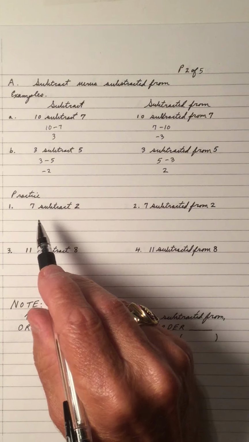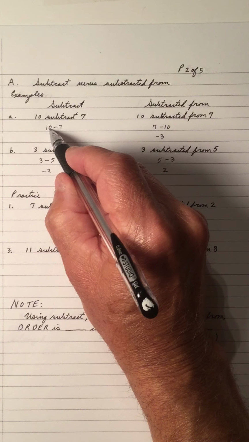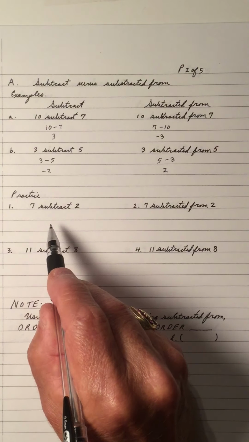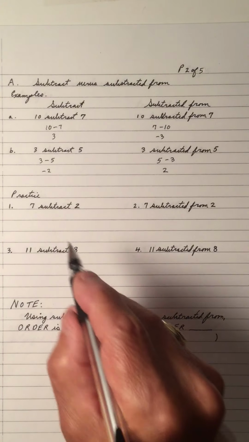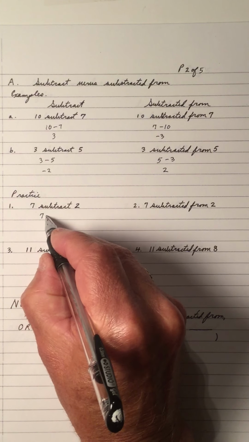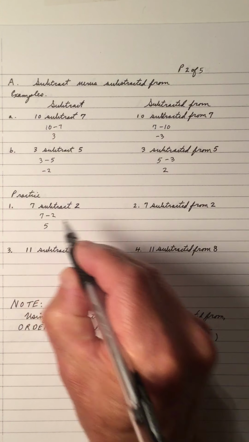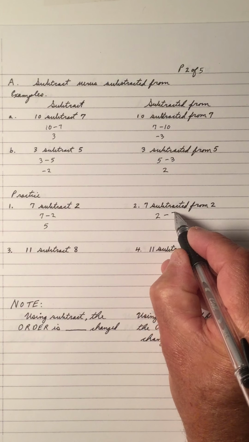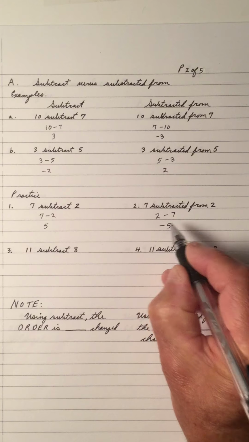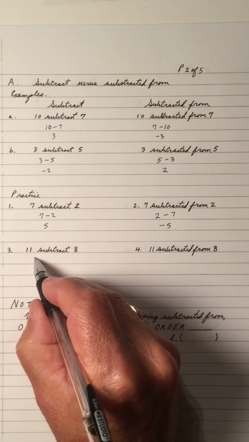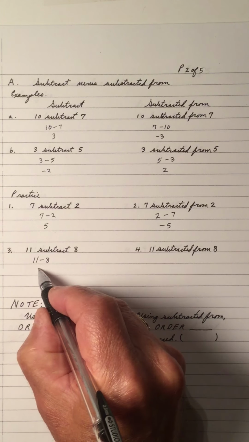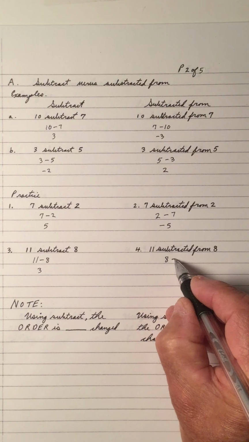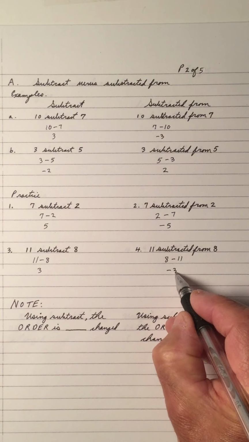So let's practice. Hopefully you can see the pattern. Practice means pause the video and work these out and play it back to see if you're right. 7 subtract 2 is 5. 7 subtracted from 2 is 2 subtract 7, negative 5. 11 subtract 8 is 3. 11 subtracted from 8 is 8 subtract 11, which is a negative 3.